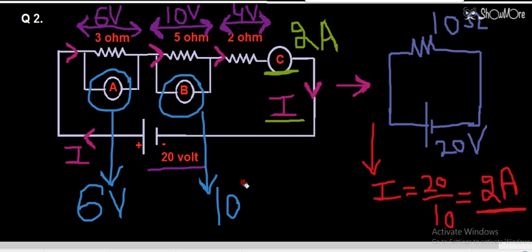And the third thing that we had to find in this question was the reading of device C. So device C will measure the current, that is 2 ampere. I hope, students, this question is easy, so that's why I have taken the series combination direct question, so that you can understand the question.